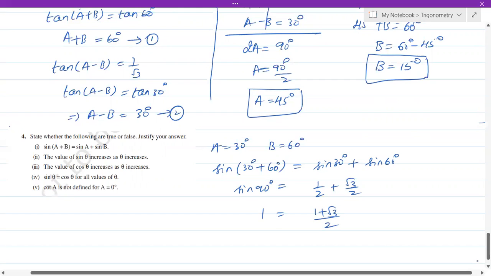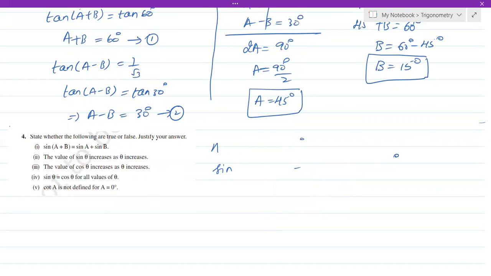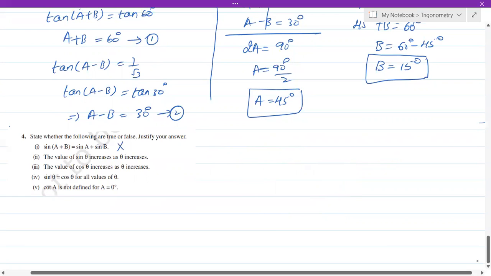Definitely this RHS is not equal to the LHS, isn't it? Therefore, sine of A plus B is not equal to sine A plus sine B. Let's not worry about the correct thing right now. So sine of A plus B cannot be written as sine A plus sine B. You cannot split it. So this is wrong. False.